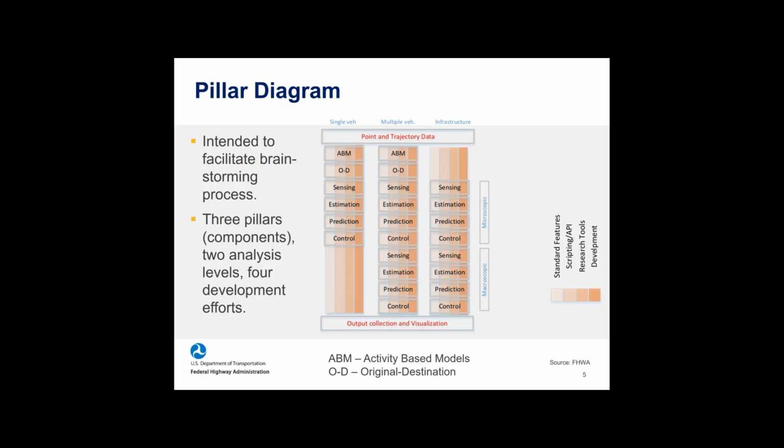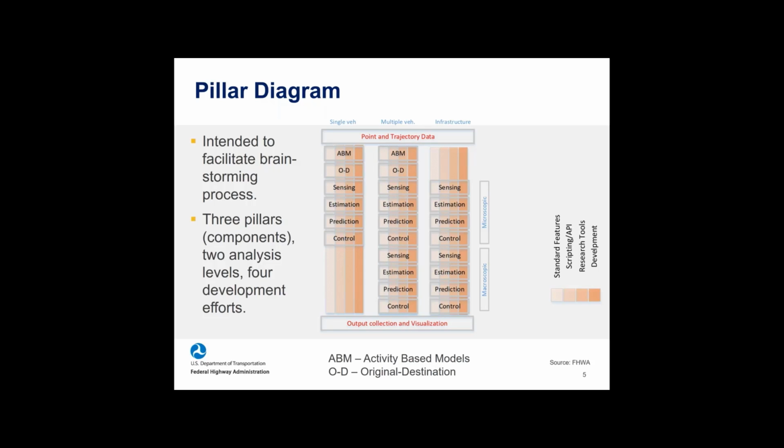Then within each one of those pillars, there are two analysis levels. And then there is another one on top that has to do with the way you look at your data and you look at your model. So basically, you have microscopic and you have macroscopic. And of course, mesoscopic is somewhere in between. And that would be combining certain microscopic elements with certain macroscopic elements. So that's why I didn't put it here.